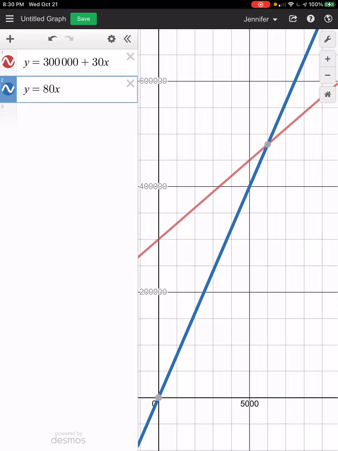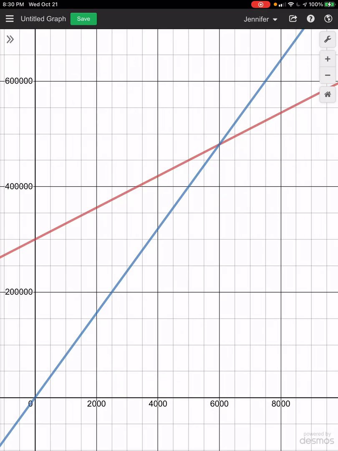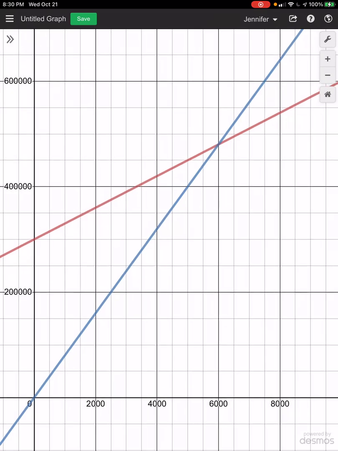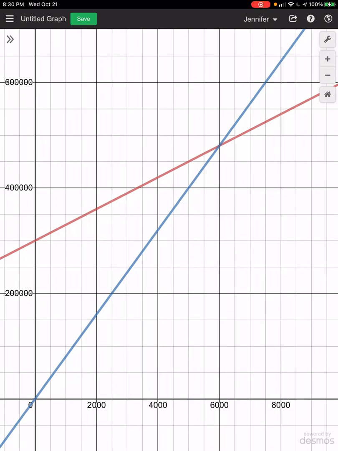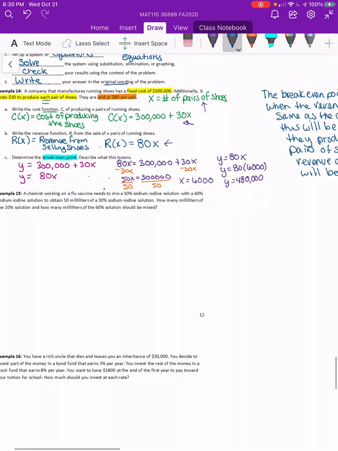After 6,000, notice that the blue line is on top of, or higher than, the red line. So after 6,000, they start to make a profit. Before 6,000 pairs of shoes, they are losing money. After 6,000 pairs of shoes, they're making a profit. If you take a business class, they might call those economies of scale. Once they sell a certain amount of shoes, they're making more and more money for each pair of shoes they sell. Okay, so that is break even. Again, we can look at a graph. All right, let me do another example of a word problem.